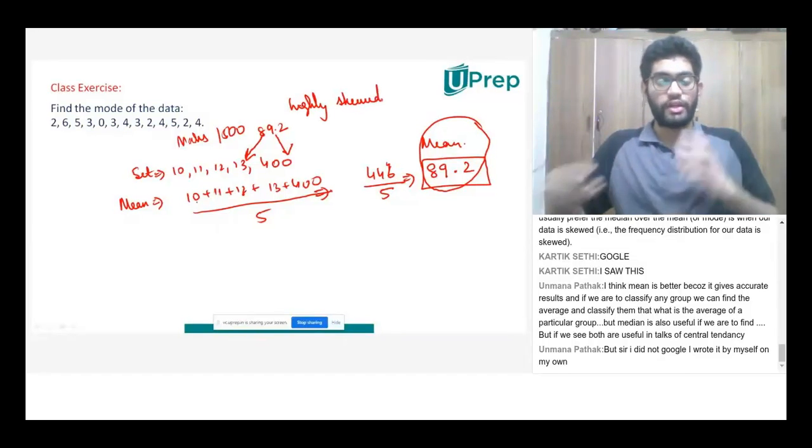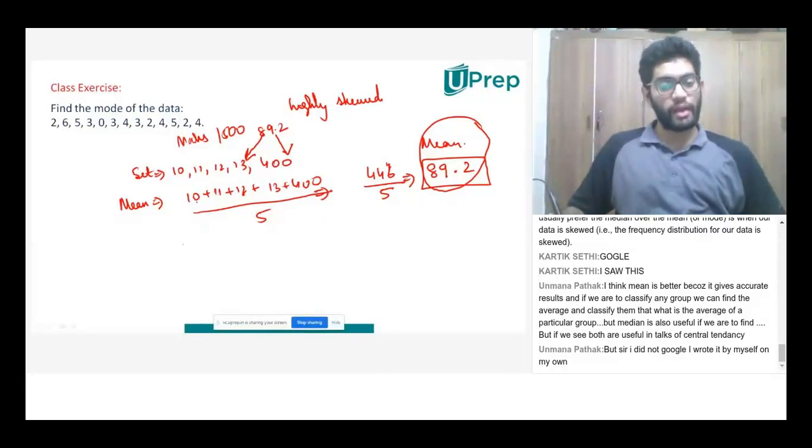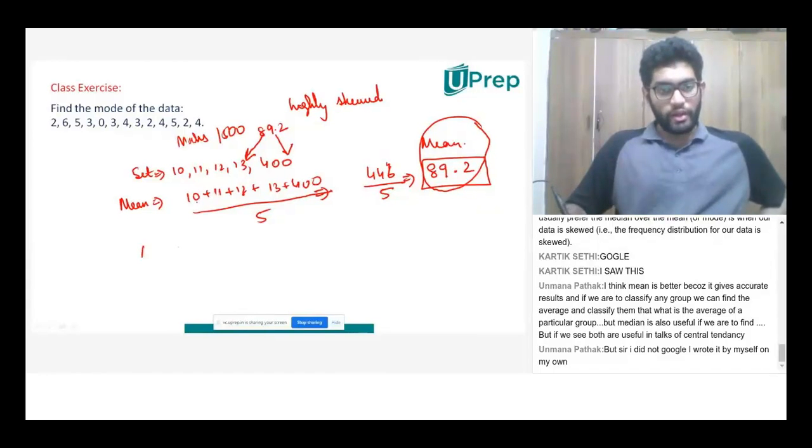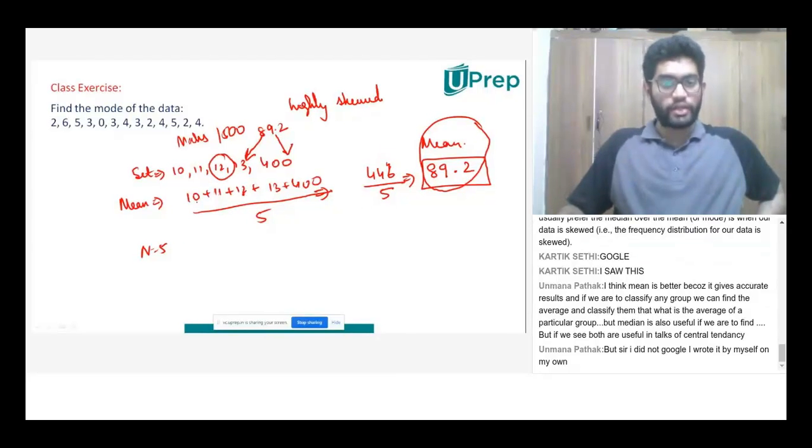That's what I'm trying to say. The difference is huge. But now, for example, I want to calculate the median for the same data. If I'm going to calculate the median, what is it going to be? Sir, it's going to be 12. Correct. Now, what does this mean?